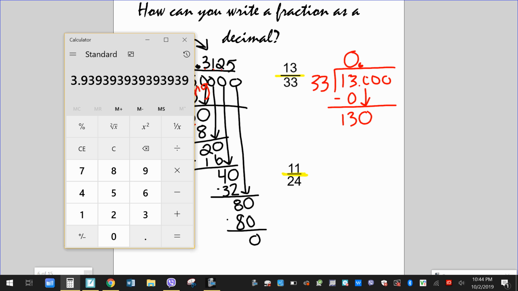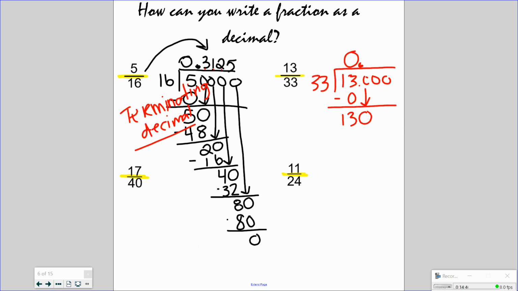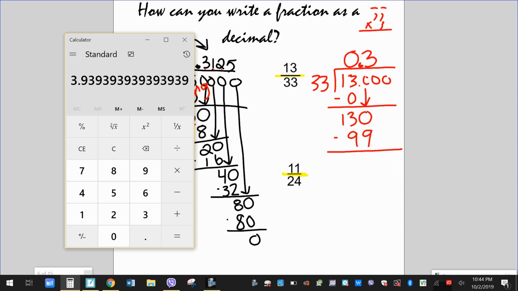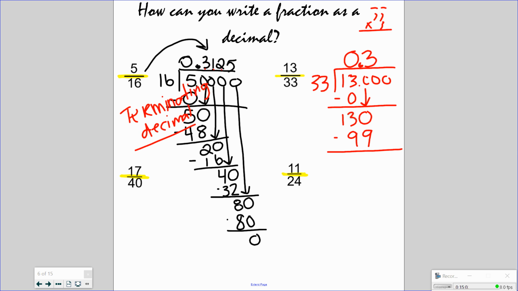So it says 3.9393. I don't care about this 93 part. I just care about how many whole times. So I know that it goes in there 3. 33 times 3 is 99. So you see how I'm using a calculator as a tool now? 130 minus 99 equals 31 is the remainder. And then I bring down my next 0. So now I have 310.